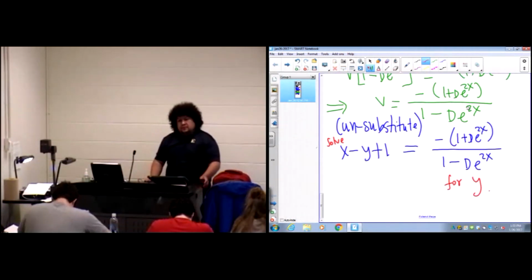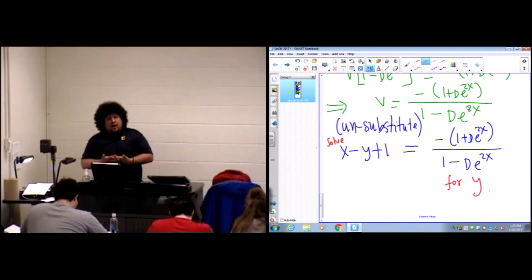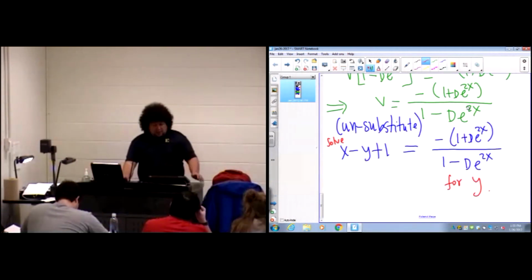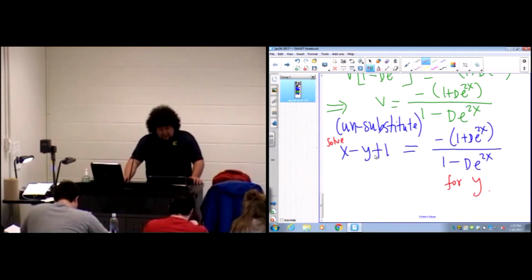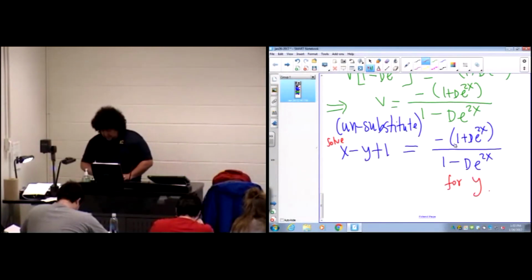The original differential equation was in terms of y prime, and it involved y and x. So at this step, you can see that y only appears on the left-hand side. The right-hand side is in terms of x, so it's not that difficult to solve for y. Okay, so I'm going to leave that step for you.